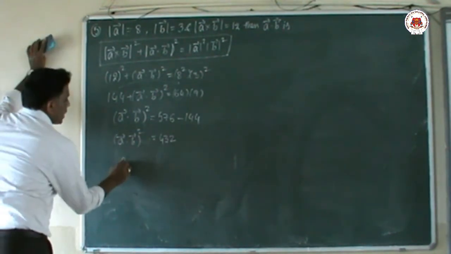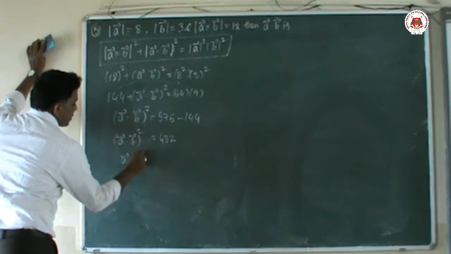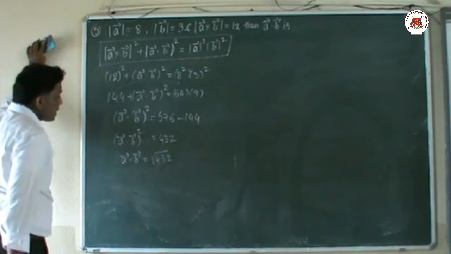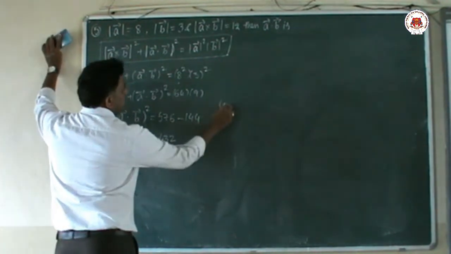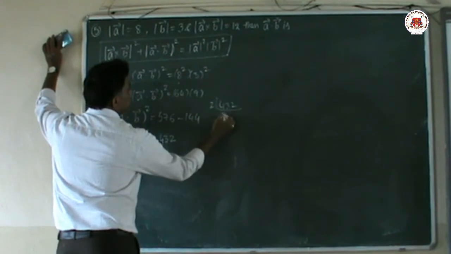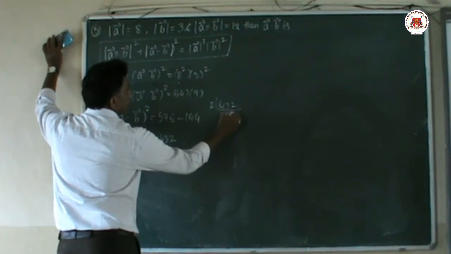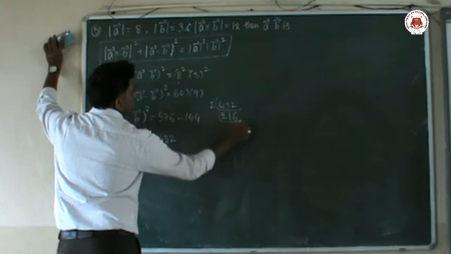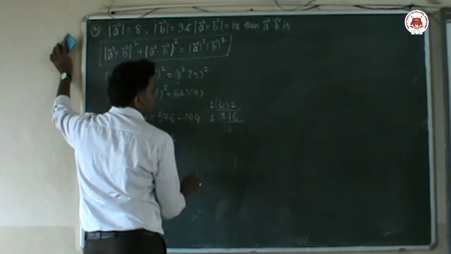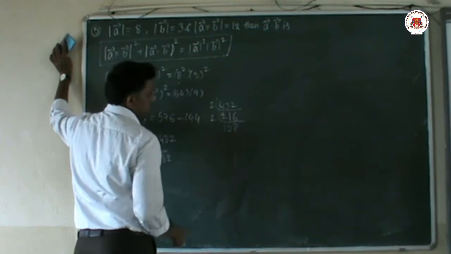But I want only vector A dot vector B. So we put the square root of 432. For the square root of 432, we can do factorization. So 2 times 2 is 4, 2 times 1 is 2, 2 times 6 is 4, so again we can do this one. 2 times 10 is 20, 2 times 8 is 60.